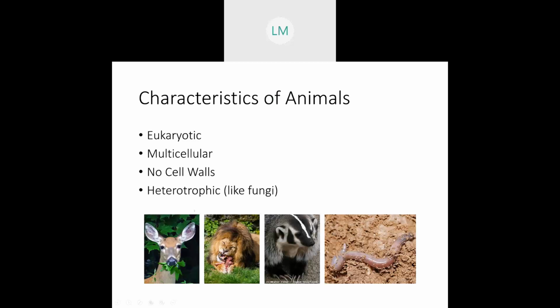So you can be an herbivore like this deer over here. You can be a carnivore like this lion. This badger here is representing our omnivores. So we are also omnivores. Most of us are, but some of us are more herbivorous or carnivorous. But omnivores eat both plant and animal material. And then we can also have detritivores, like this earthworm here, eating decaying organic matter or dead organic matter.